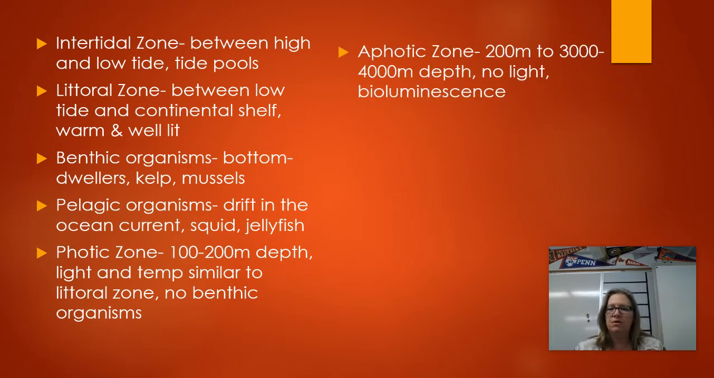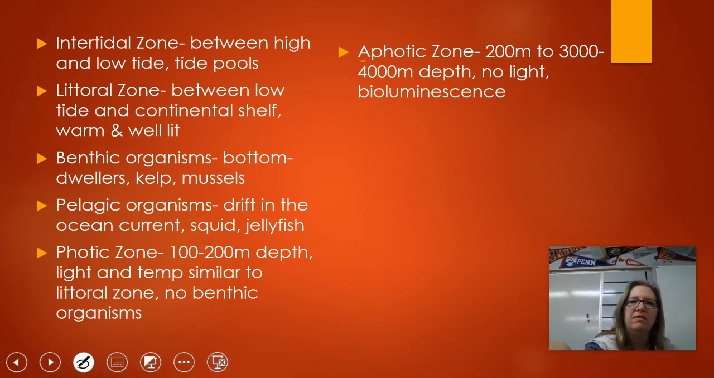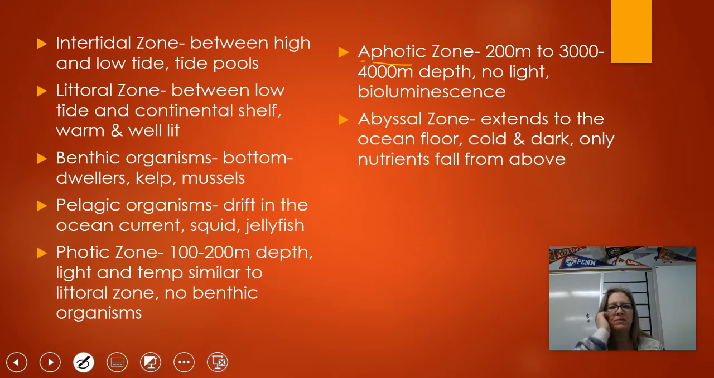All right, we go deeper. So 200 meters to anywhere between 3,000 and 4,000 meters deep. It's known as the aphotic zone, A meaning without, and phot meaning light. So this is without light. No light reaches this depth. So we find a lot of animals that have something called bioluminescence, and that's something that allows them to glow, basically. They produce their own light. And you get some crazy creatures down there.